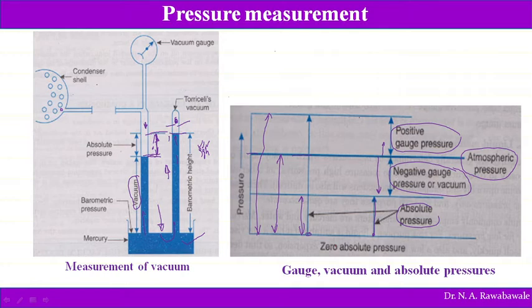So why is vacuum created in this condenser? That is the major question. Say for example, this is the condenser or some vessel which contains steam in it.